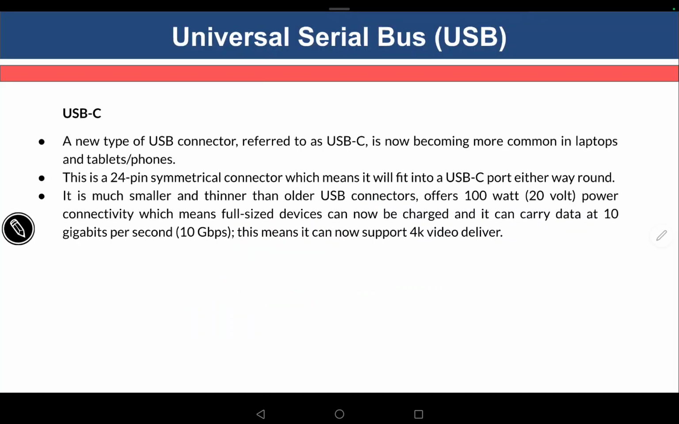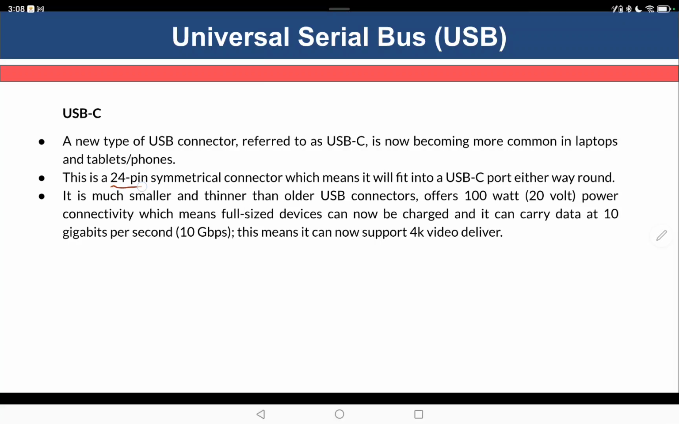So let's look at USB-C. So USB-C is the latest connector that is used nowadays in laptops, tablets, and it has a 24-pin connector, which means that it can fit into a USB port in both ways. Okay, it can fit into a USB port in both ways.